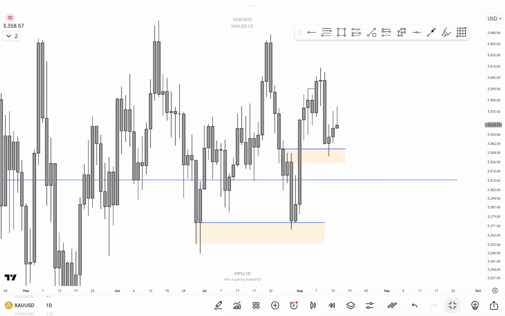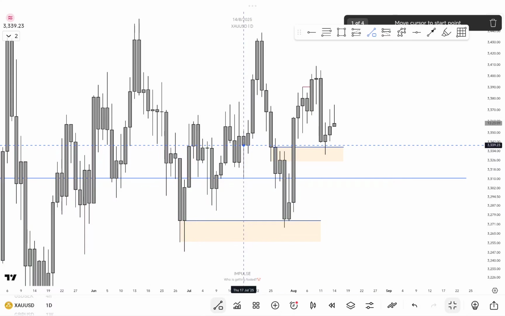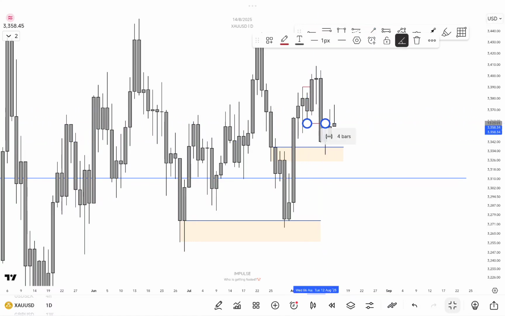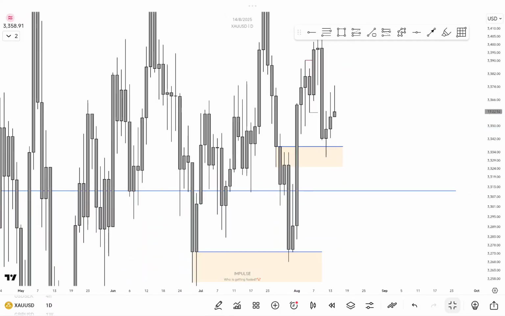So we've had a sweep of liquidity right there. Then we've also had what? A breakout, right? Breakout structure, sweep of liquidity, breakout structure, breakout. Classic range being formed. And sweep of liquidity, breakout structure. Just the classic range.